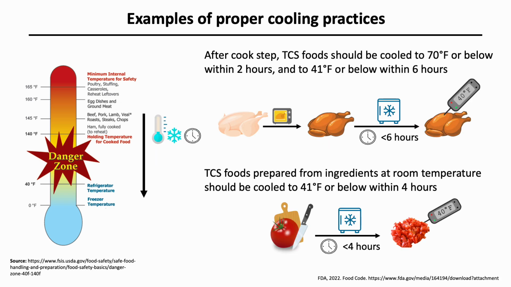It is important to ensure that TCS foods pass through the temperature danger zone as quickly as possible, and thus appropriate time and temperature controls should be applied when cooling foods. For example, TCS foods subjected to a cook step should be cooled to 70 Fahrenheit or below within 2 hours, and further completely cooled to 41 Fahrenheit or below within 6 hours. In another example, TCS foods such as a chopped tomato salad that are prepared from non-TCS food ingredients held at room temperature, such as whole uncut tomatoes, should be cooled to 41 Fahrenheit or below within 4 hours.